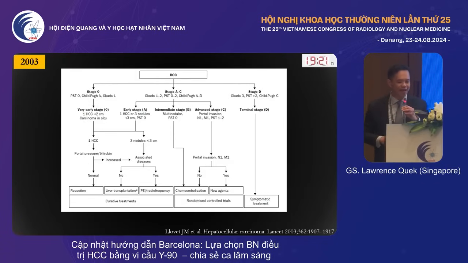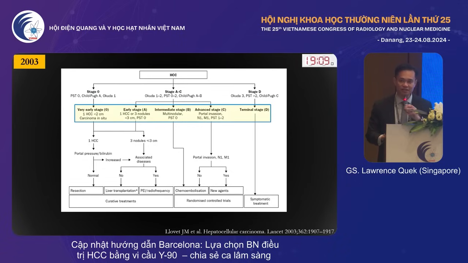So just looking back, this is a publication back in 2003, published in Lancet, basically the BCLC guidelines for treatment. And when you look at the HCC treatment, they categorize it into 5 different stages, okay?